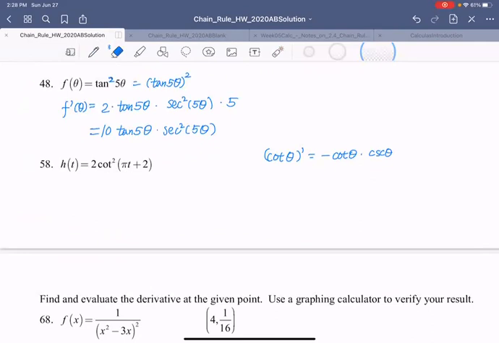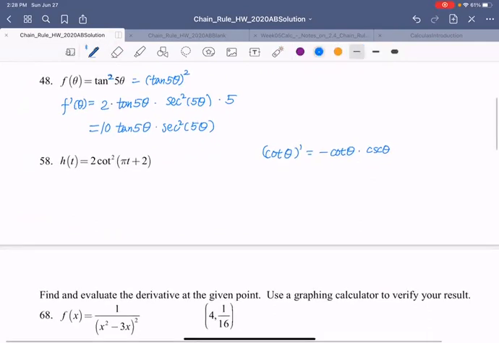Lawrence, let's do number 58. H prime equals itself. We want to treat this as a power rule first, right? It's to the power 2, but you can rewrite it and move that down. So it'll be 2 times 2, which is 4, and times everything copied down, but to the power of 1.